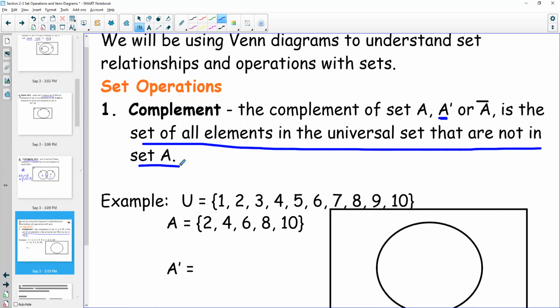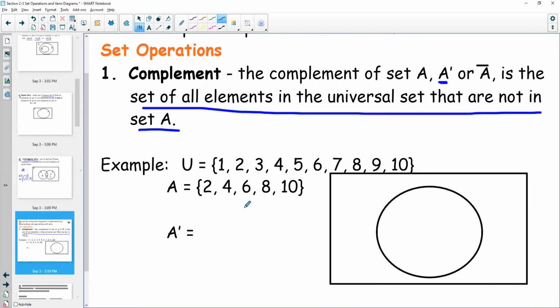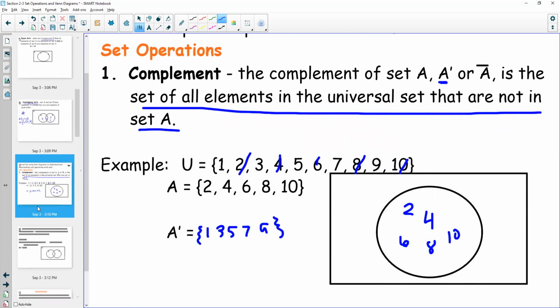It's its opposite. So if set A is 2, 4, 6, 8, and 10, what's not in A, but is contained in the universe? Well, let's cross out what is in A. Then A complement is {1, 3, 5, 7, and 9}. Okay? That's A complement, the things in the universal set that are not also in A.